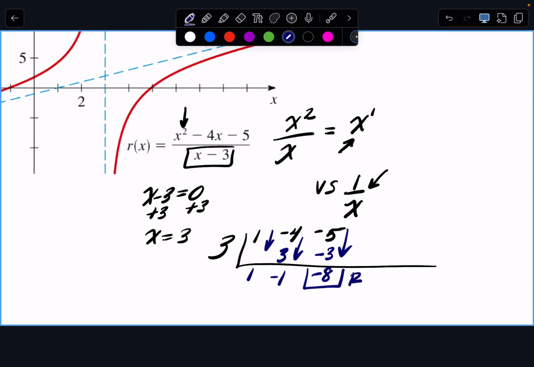Isn't the final thing the remainder? For graphing purposes, we actually don't need the remainder. We just ignore it. I promise you don't need it for graphing. So then what are we dealing with here? A line. What's the line? Those are the coefficients. Y equals 1x minus 1.